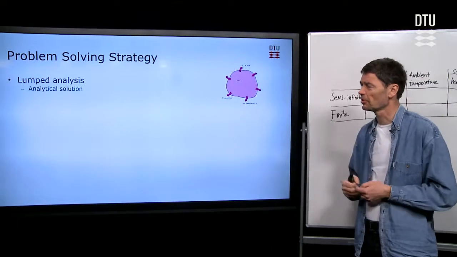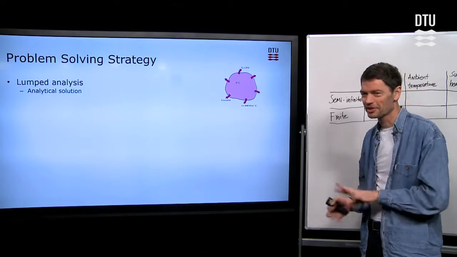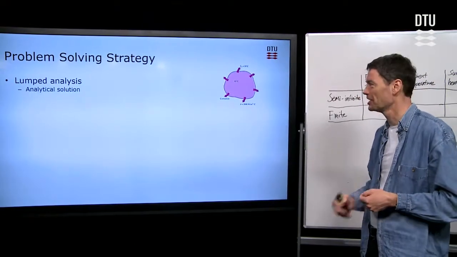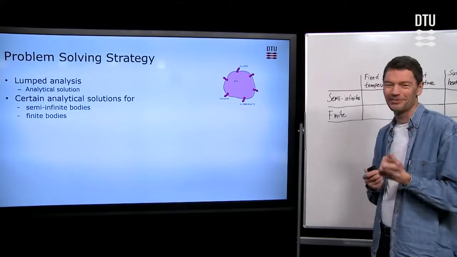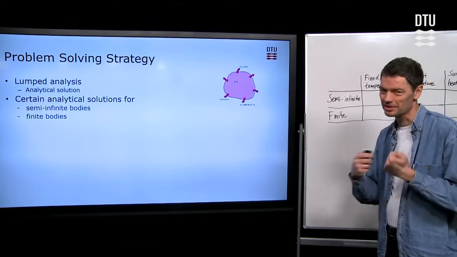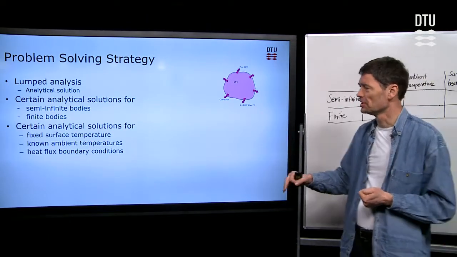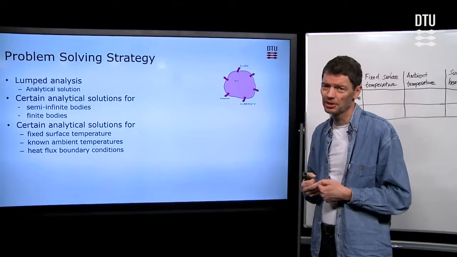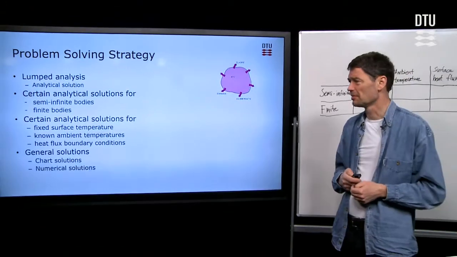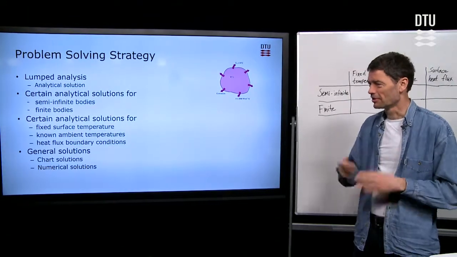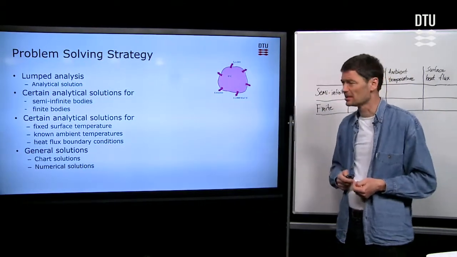So that was set up also from the talk about lumped analysis, a problem-solving strategy, and the initial part of the lecture, which we have done already. But also there are certain solutions for semi-infinite bodies and for finite bodies, and I'll come back to explain what we mean by that. And then we also consider the boundary conditions, if it's the surface temperature we know, or the ambient temperature that surrounds the material. And also we have solutions for certain heat flux boundary conditions. And further on, if it's even more complicated, in the end, perhaps we have to go to numerical solutions, as it says at the bottom here.